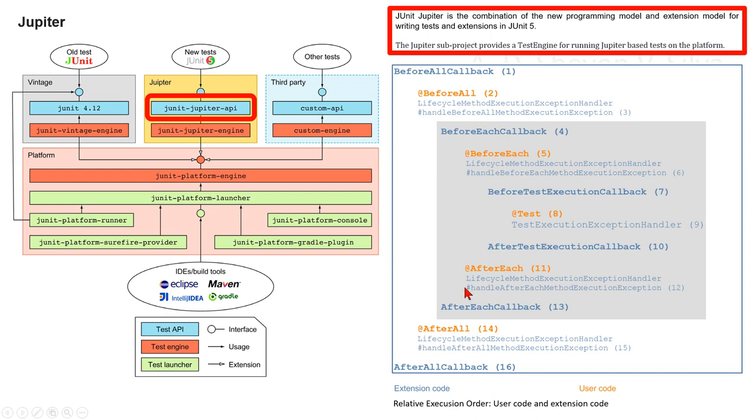Here the extension codes are the BeforeAllCallback, BeforeEachCallback, BeforeTestExecutionCallback, AfterTestExecutionCallback, AfterEachCallback, AfterAllCallback, and these lifecycle methods. And the user codes are @BeforeAll, @BeforeEach, @Test, @AfterEach, @AfterAll.